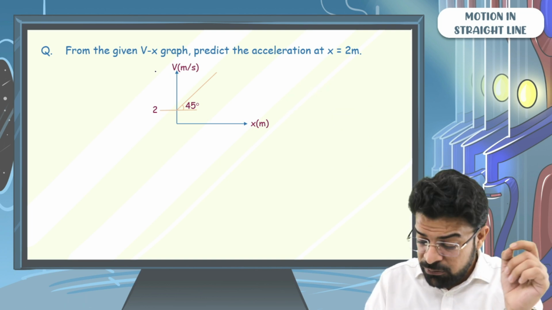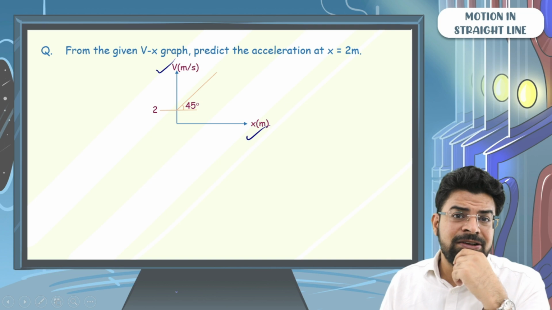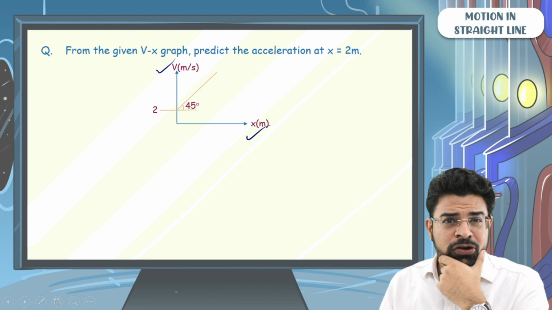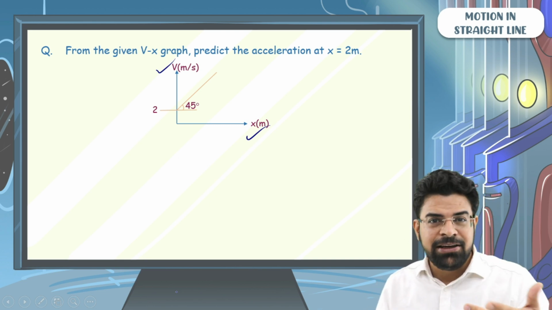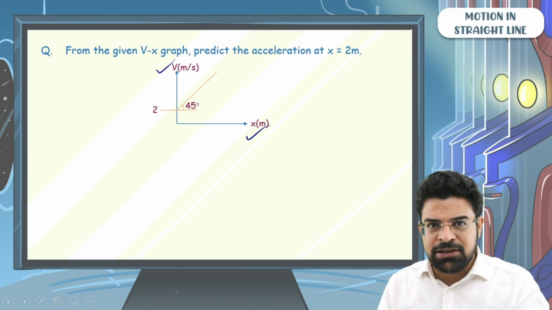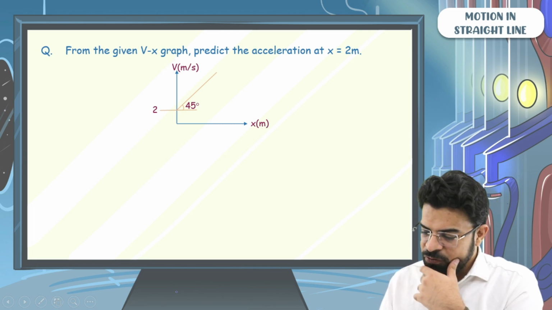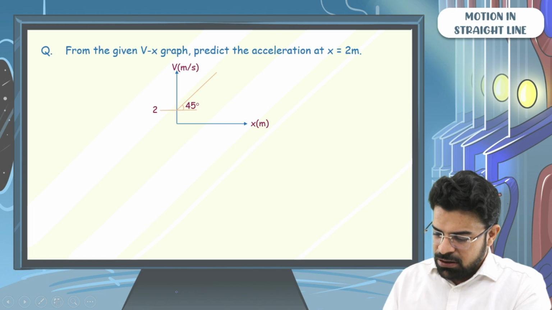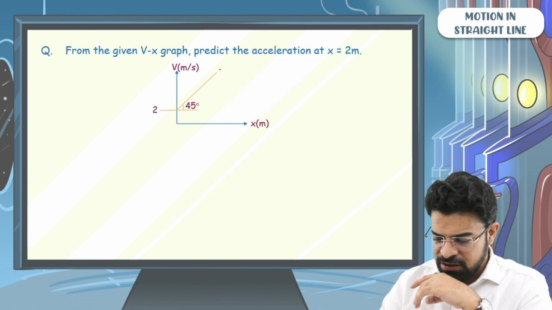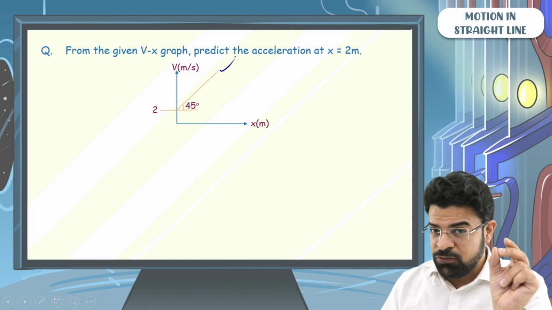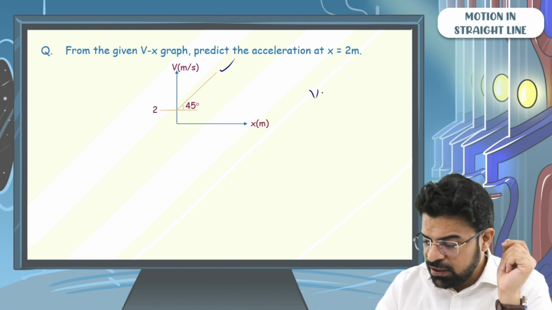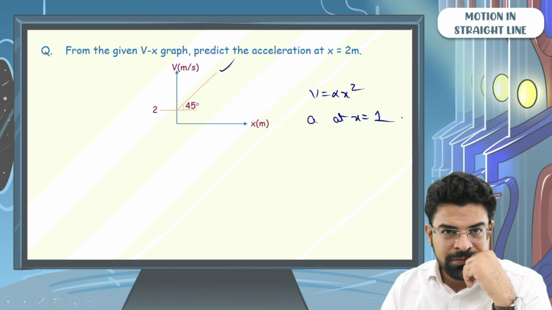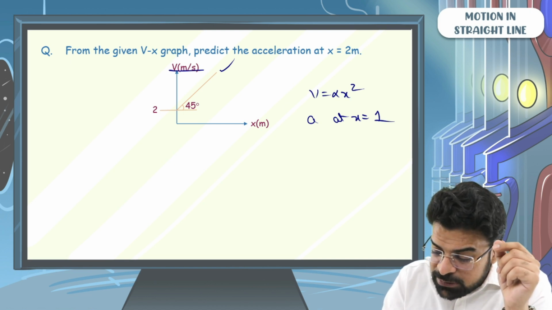They have given me velocity position graph and they are asking acceleration. What to do? Sir, you haven't taught velocity position graph. You have taught xt, vt, at. So beta, this is the last one left out. So we are learning this with an example. Okay, sir. So from the velocity position graph, we need to find the acceleration. Sir, if we look at the graph, it is a straight line. Yes. We did just one example just now. If v equals alpha x square, then I asked you what is the acceleration at x equals 1, right?